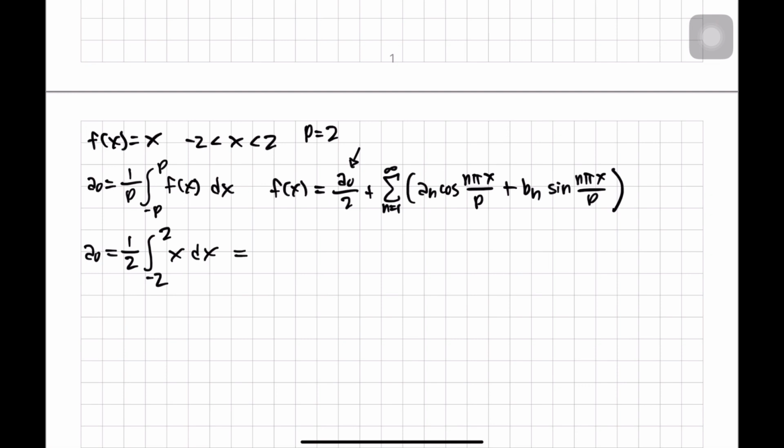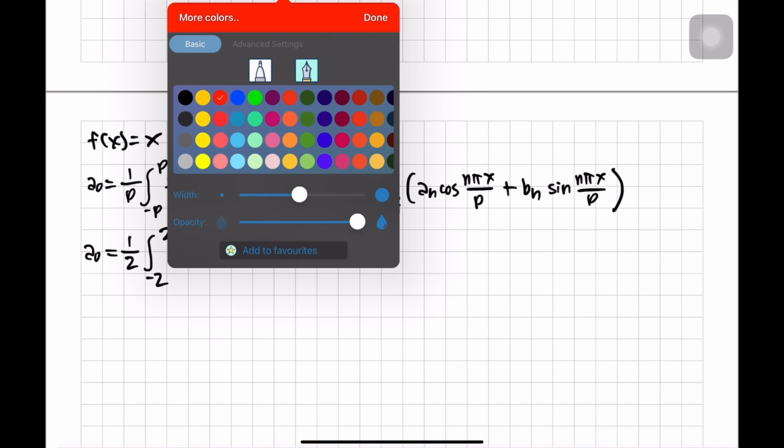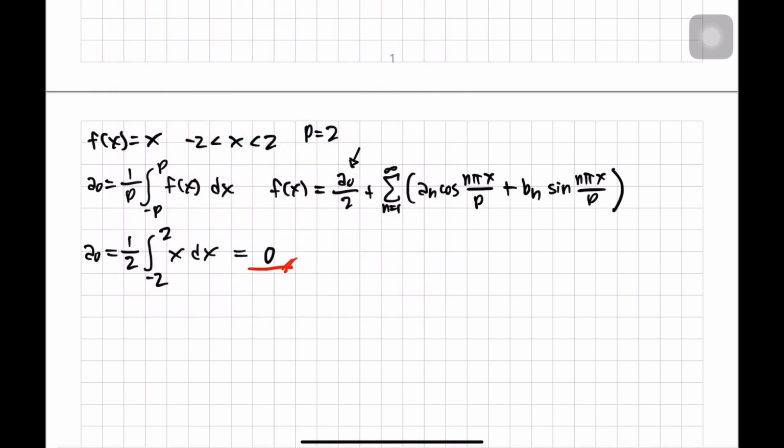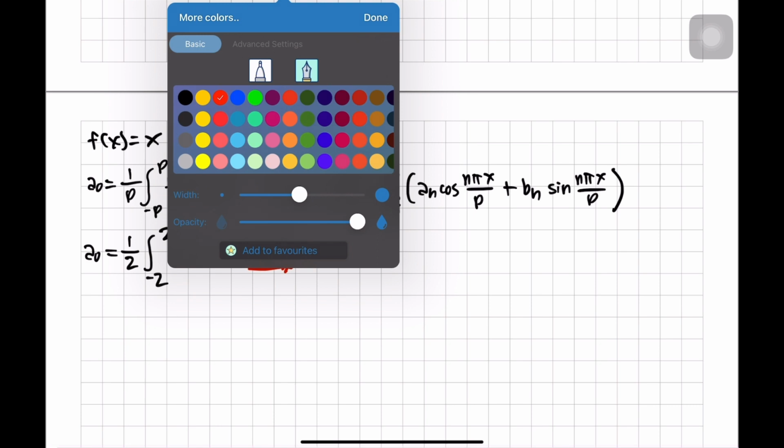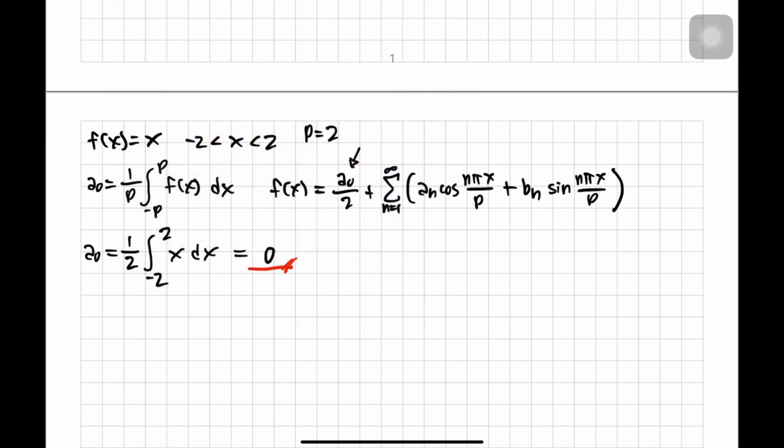You can just directly plug this into the calculator, and we should get x with lower bound negative 2 and upper bound positive 2, multiplied by 1/2, and we will get 0. So this will be our first partial answer. Our a sub 0 is equal to 0. Right, so we have the a sub 0.